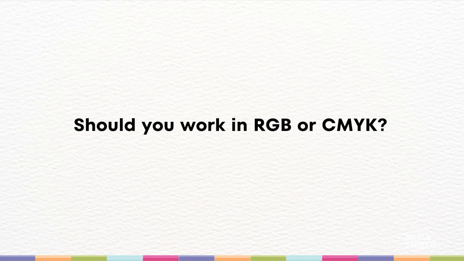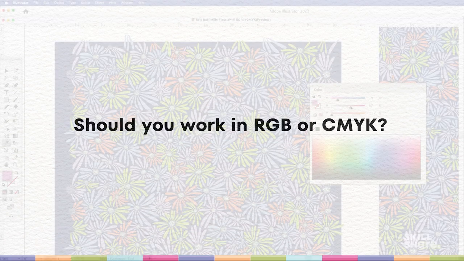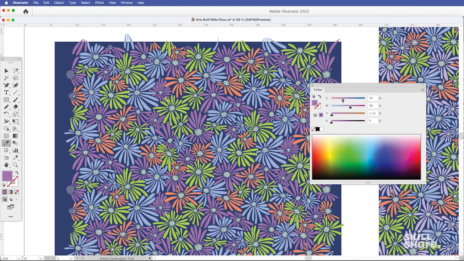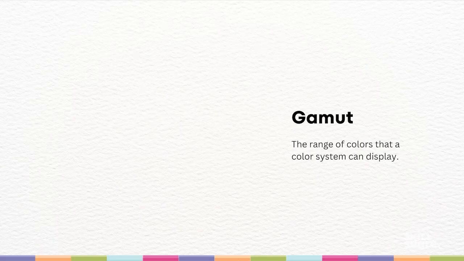I personally always work in CMYK for 2 reasons. One, I'm just more comfortable mixing those kinds of colors, which is probably the case for a lot of artists who have ever used paint. The other reason that I work in CMYK colors instead of RGB is because of gamut. Gamut is the range of colors that a particular color system can display.